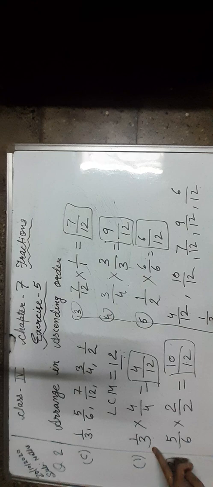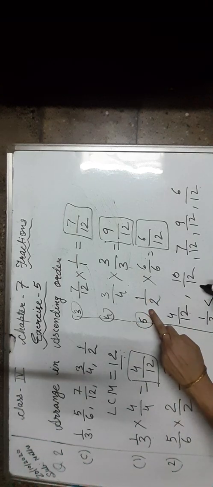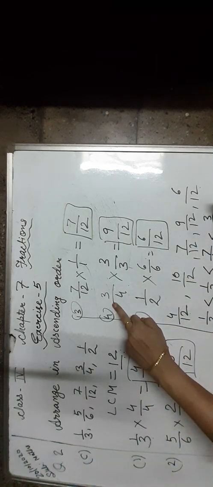So we have to write first 1 upon 3 is smaller than 6 upon 12, which is equal to 1 upon 2, is smaller than 7 upon 12, which is equal to 7 upon 12, is smaller than 9 upon 12, which is equal to 3 upon 4. And at last we have to write 10 upon 12, which is equal to 5 upon 6.